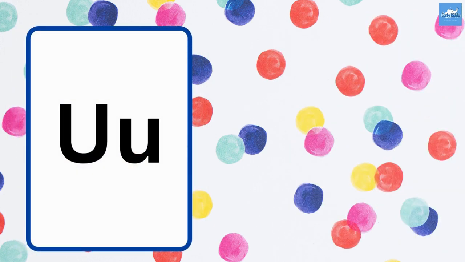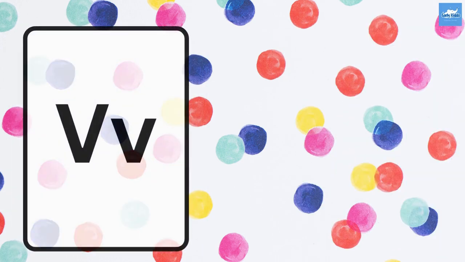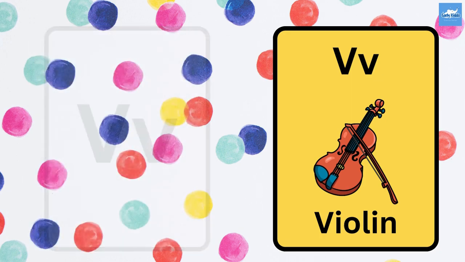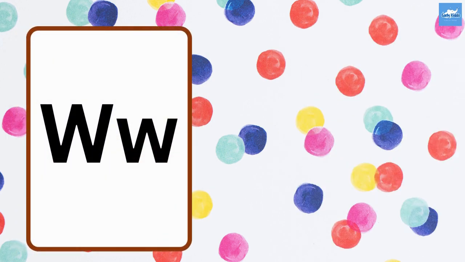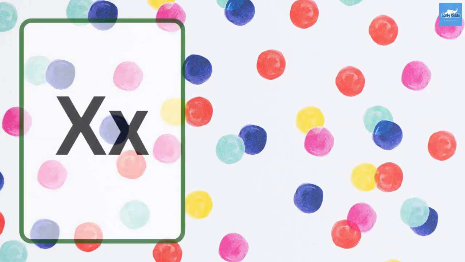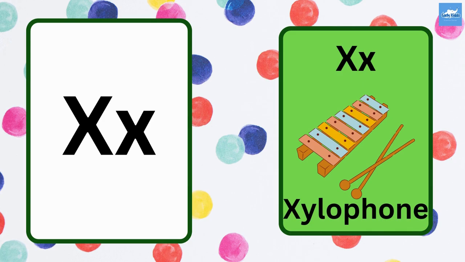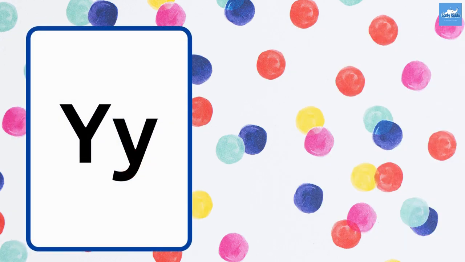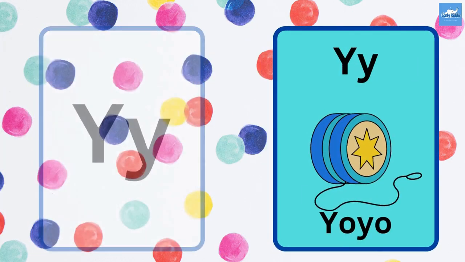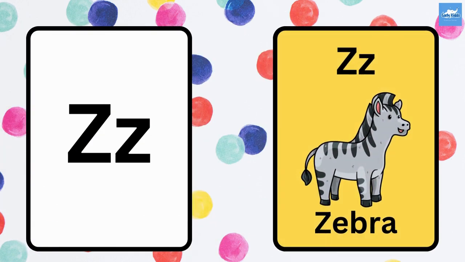Letter U. U for umbrella. Letter V. V for violin. Letter W. W for watch. Letter X. X for xylophone. Letter Y. Y for yo-yo. Letter Z. Z for zebra.